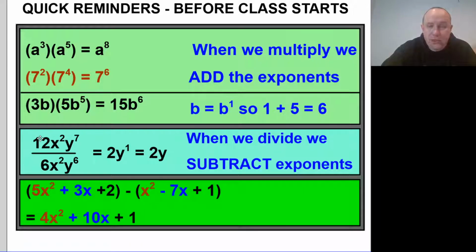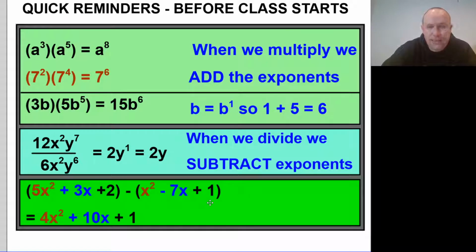When we divide, we subtract exponents. 12 divided by 6, that's just your regular division, 2. If you have the same exponent, technically 2 take away 2 is 0. If you have the same, you just cancel those out. So essentially there is no x within this answer. And 7 minus 6 would give me 1. And I don't need to put the exponent of 1. I could just put 2y.